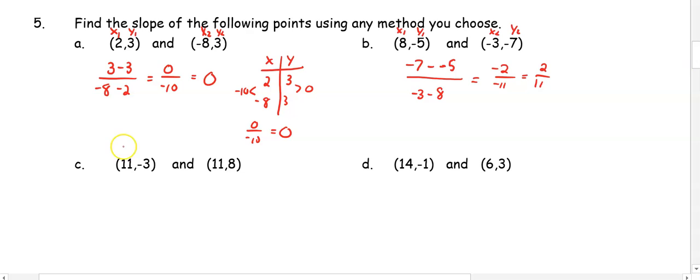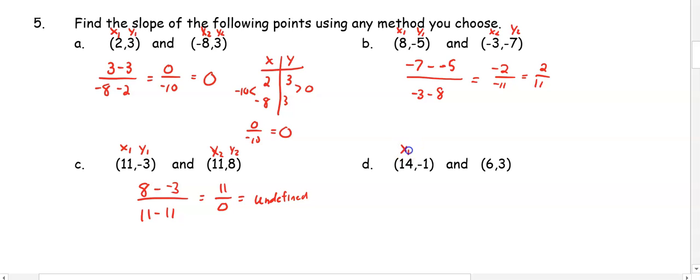In C, when I use my slope, I have x1, y1, x2, y2. So I would have 8 minus negative 3 and 11 minus 11. So that gets us 11 over 0. Remember when you have 0 on the bottom, if you put that in your calculator, you're going to get an error. So this is a special slope, which is undefined.